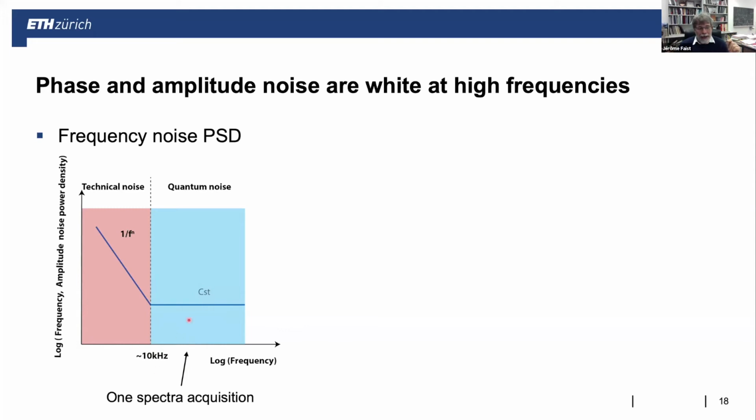And if you do that, you can co-add the spectra remaining in the quantum noise and never being bothered by the technical noise, which of course is not the case if you have this very small spacing in the RF domain, which forces you to have a very long acquisition time.